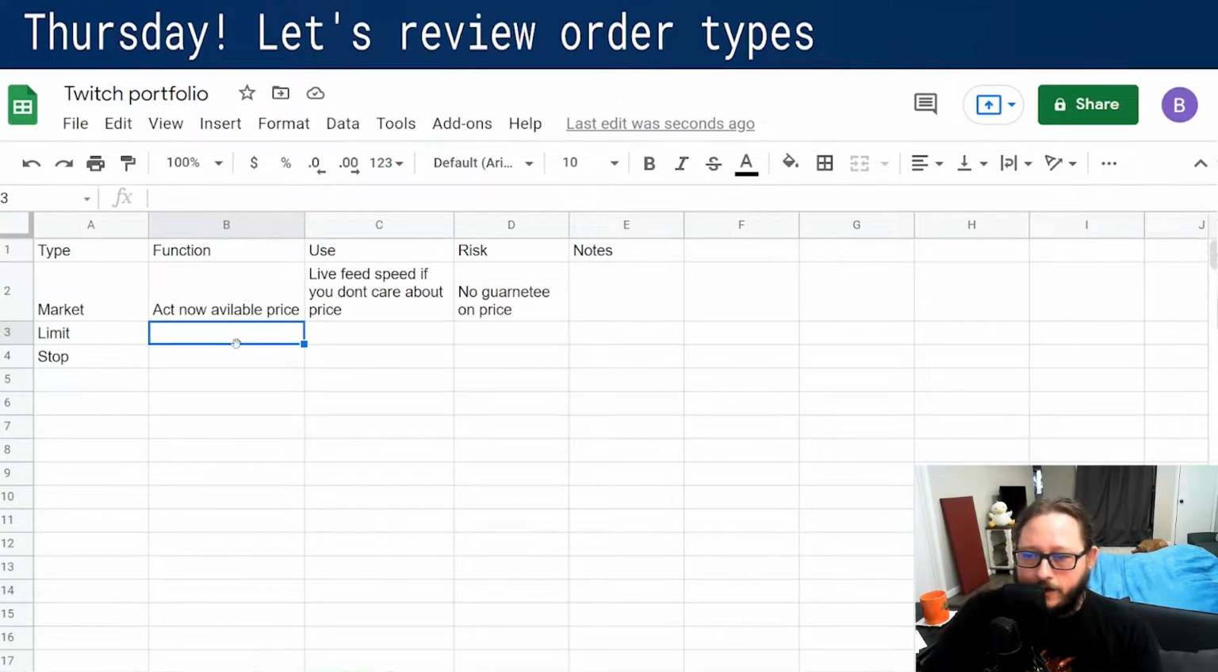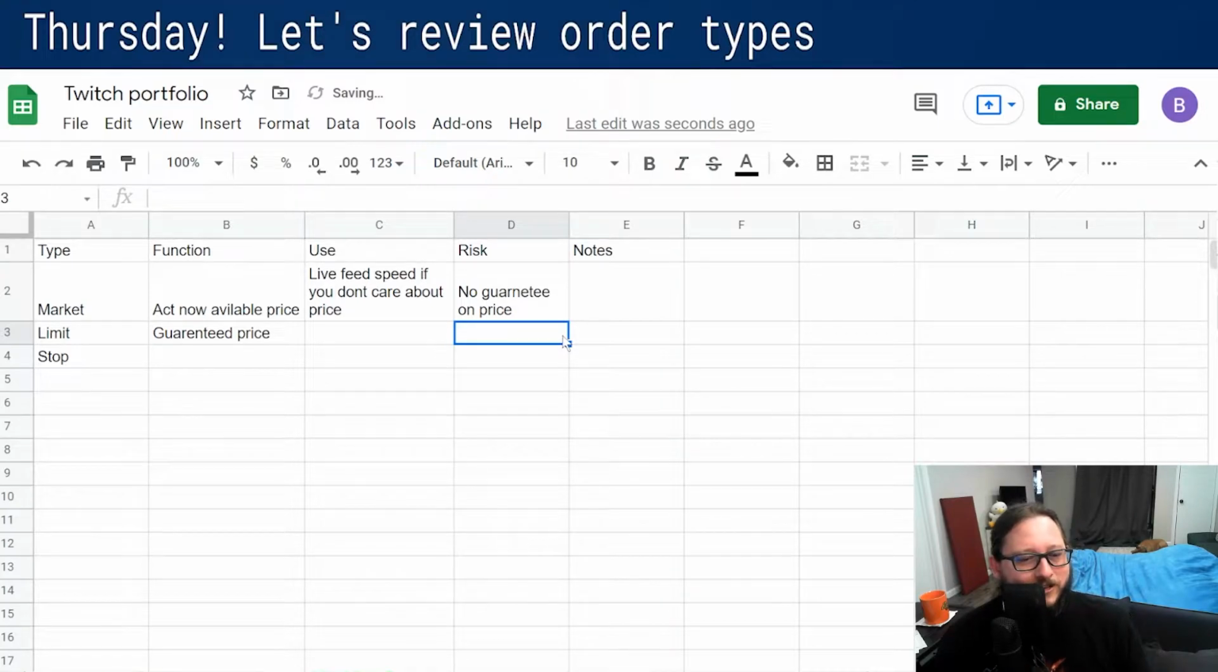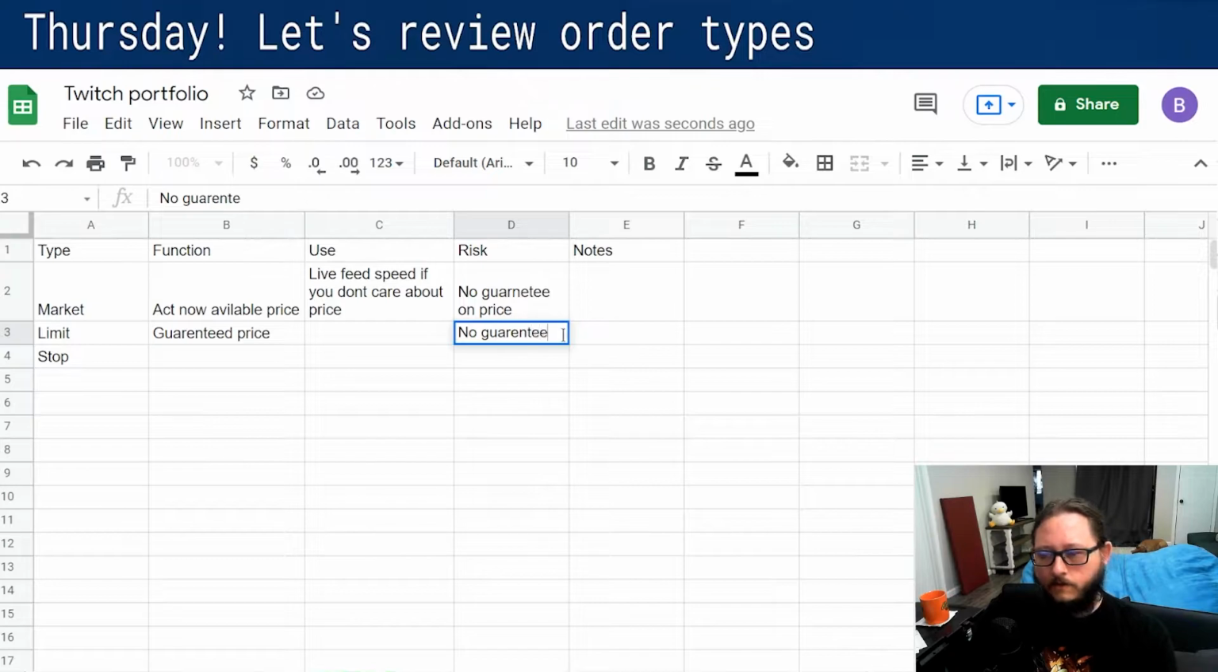So limit order, the function is guaranteed price. What are the risks here? The risk on this one in particular is you may not get filled. What if the stock never drops down to your $9.80 price? What if it goes 3 weeks and now it's trading at $16? Well, now you just missed out on the ride that you were anticipating that you've looked at in the chart. So you didn't get a fill. So no guarantee of fill.